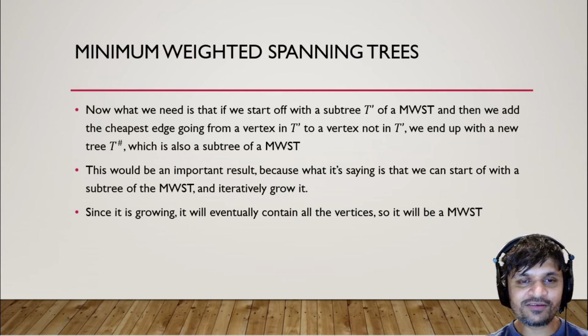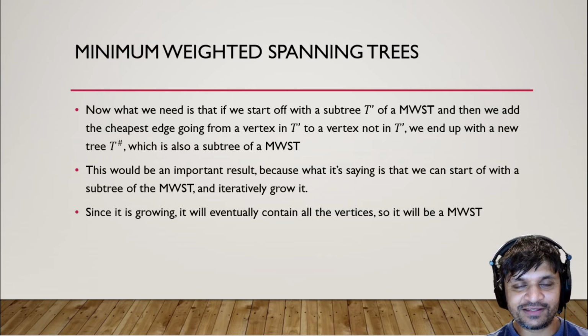Okay, so the point is this would be an important result because it's saying that we can start off with a subtree of the minimum weighted spanning tree, and in this case, that subtree is a single vertex, and we can iteratively grow it. We can get bigger and bigger subtrees of the minimum weighted spanning tree until we have a minimum weighted spanning tree. Okay, I'm saying minimum weighted spanning tree a lot.